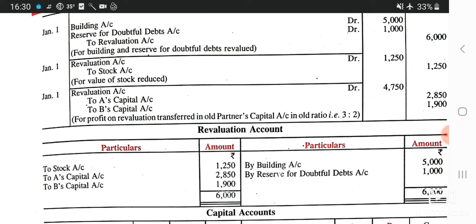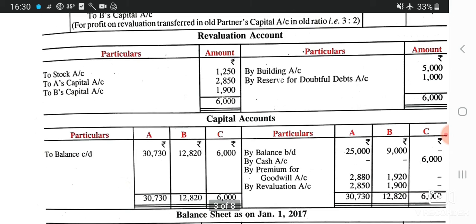To make it easy, you have to look at the debit and credit side. Revaluation account debit to stock. Then if we want to make the entry of building and reserve and surplus: building account debit to revaluation, reserve for doubtful debt account debit to revaluation. Next is the capital account.